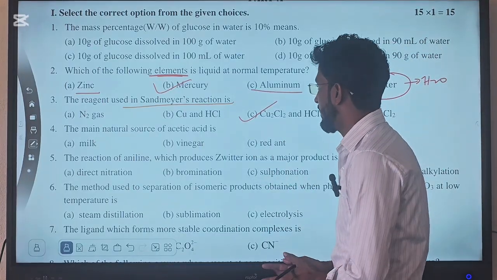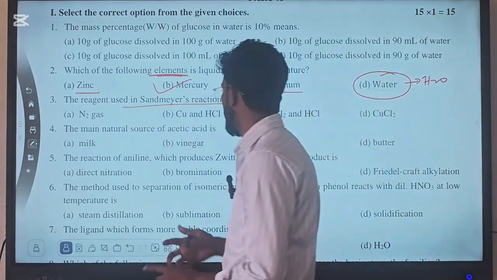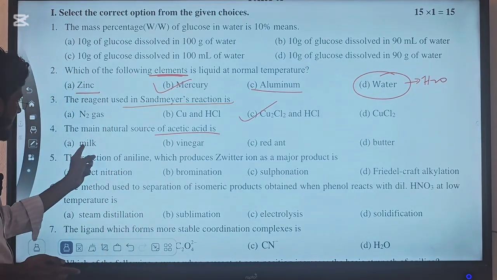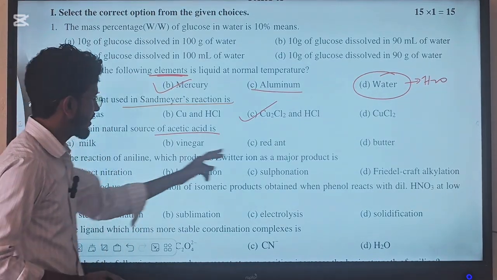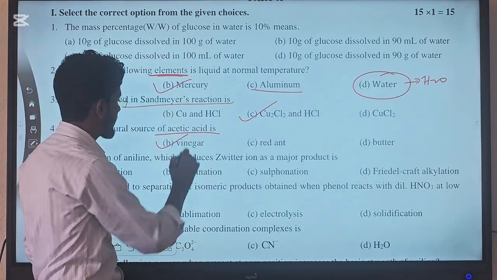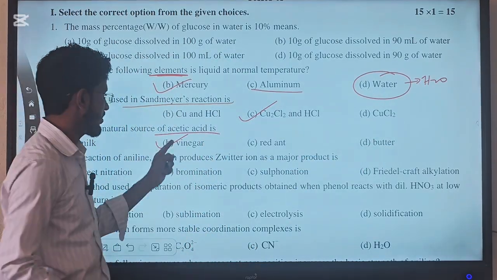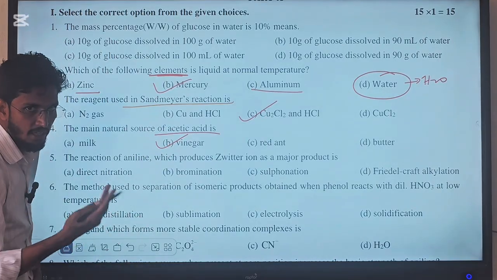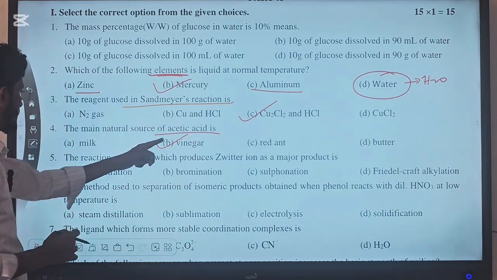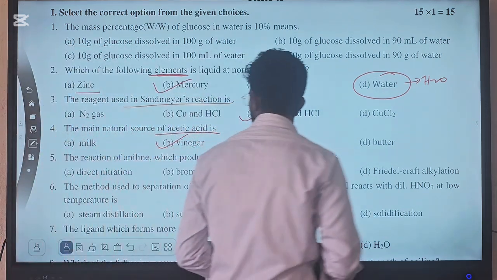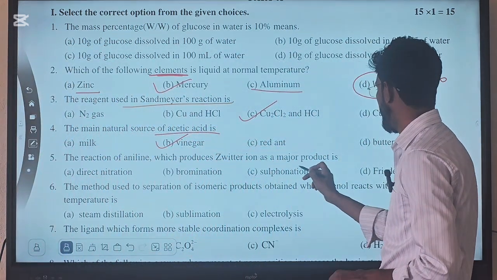Now, the next question is the main natural source of acetic acid. In milk, lactic acid is present. Red ants have formic acid. Butter has butyric acid. In vinegar, acetic acid is present. Okay, ethanoic acid or acetic acid. The common name is acetic acid and the IUPAC name is ethanoic acid. Answer will be B.